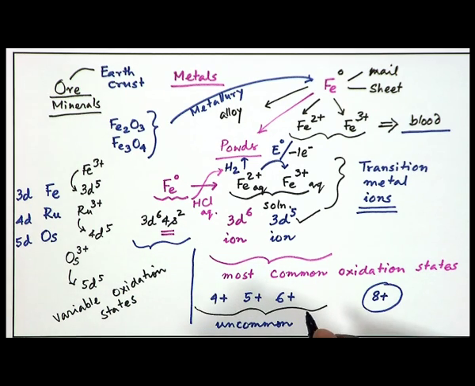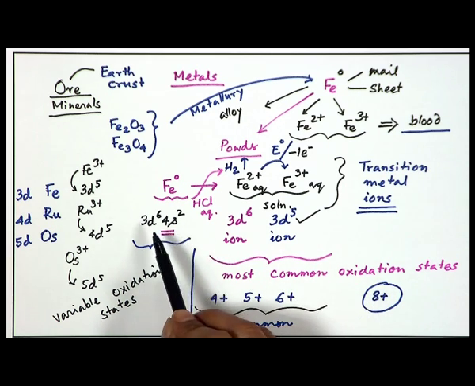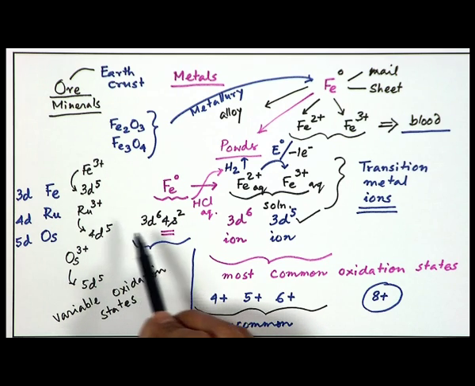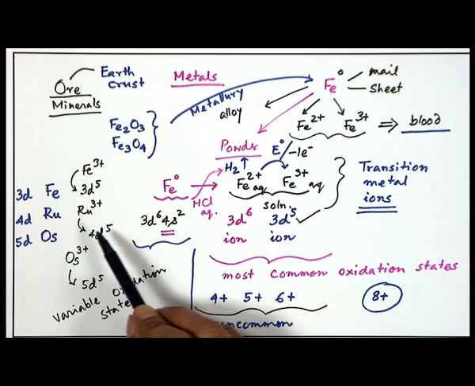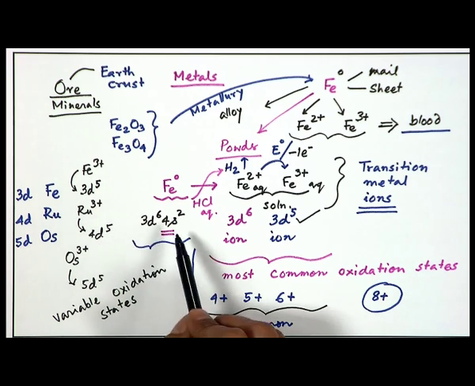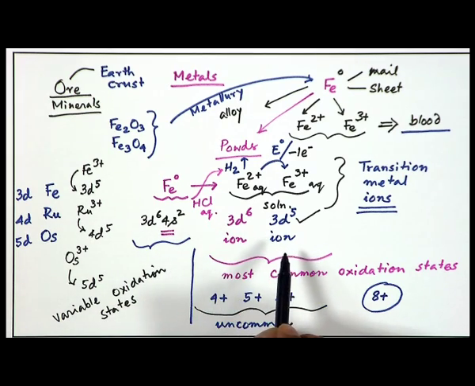So, they basically occur in variable oxidation states. That means as we move from scandium to iron, we are filling the d level stepwise, one after another: 1 electron, 2 electrons, 3 electrons, 4 electrons, 5 electrons and 6 electrons.